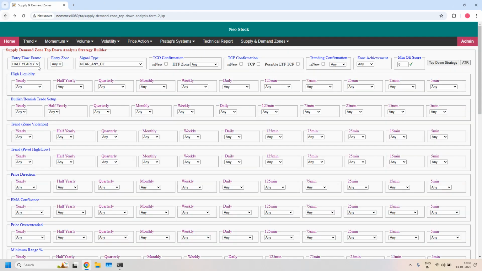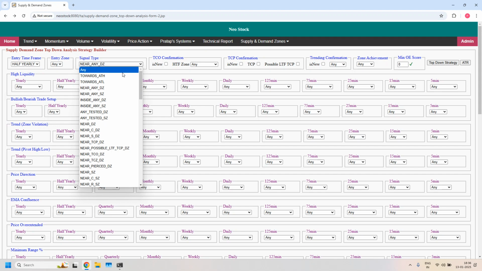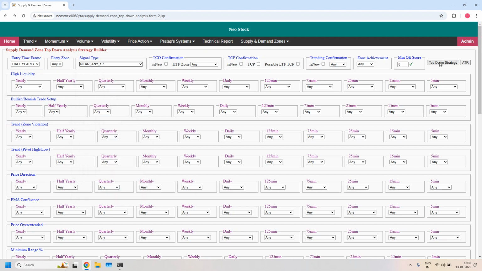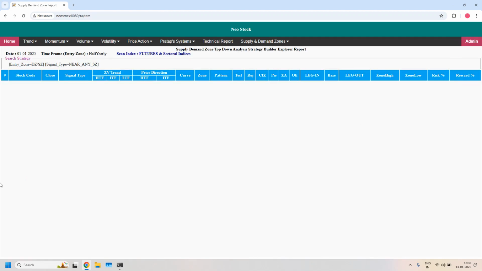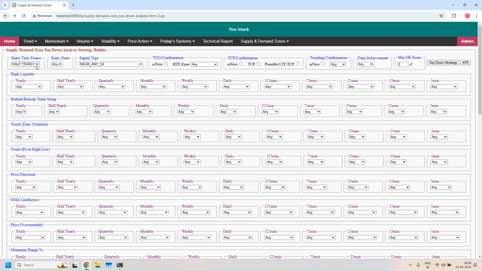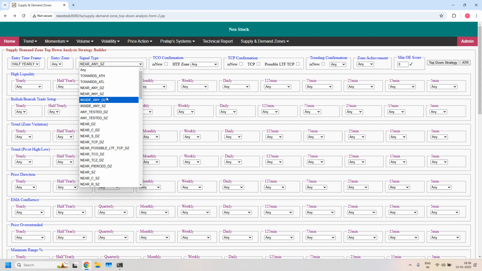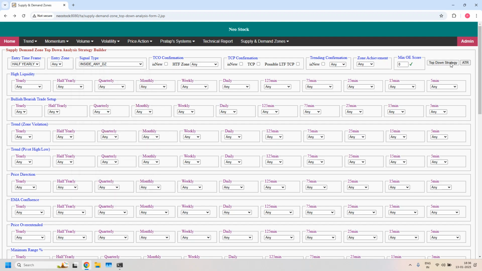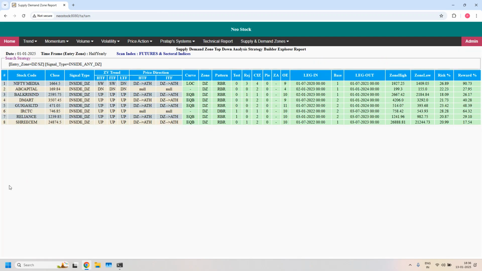Next, half yearly time frame. Stocks near half yearly supply zone. No stocks are available. Next, half yearly time frame. Price closed inside the half yearly demand zone. 8 stocks are filtered. All are all-time high half yearly demand zones. That's why they don't have supply zones.